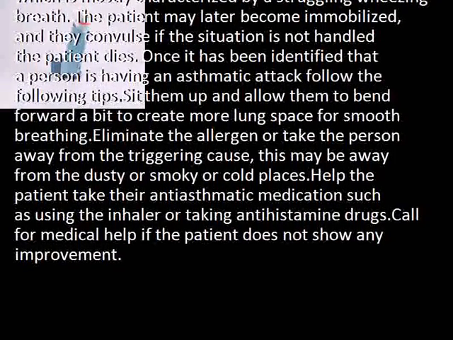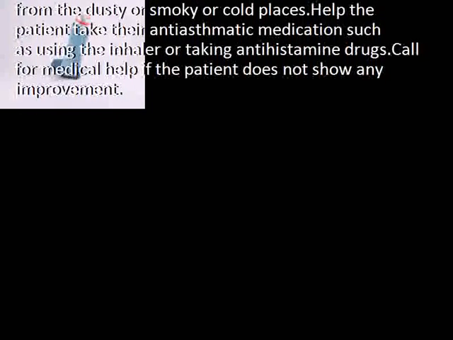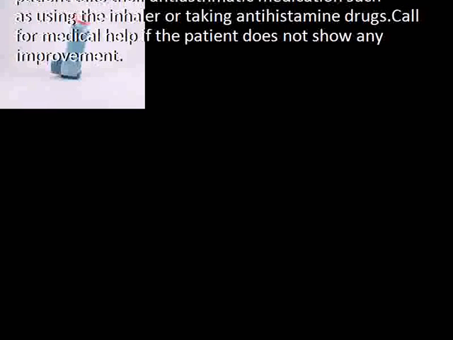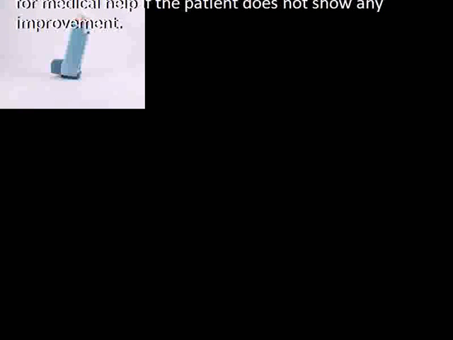Once it has been identified that a person is having an asthmatic attack, follow these tips. Sit them up and allow them to bend forward a bit to create more lung space for smooth breathing. Eliminate the allergen or take the person away from the triggering cause. This may be away from dusty, smoky or cold places. Help the patient take their anti-asthmatic medication, such as using the inhaler or taking antihistamine drugs. Call for medical help if the patient does not show any improvement.